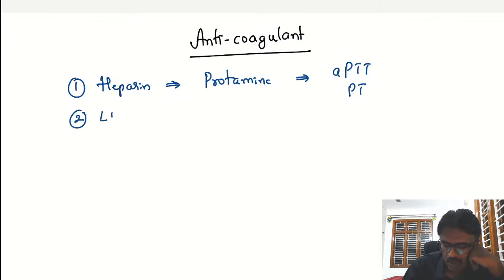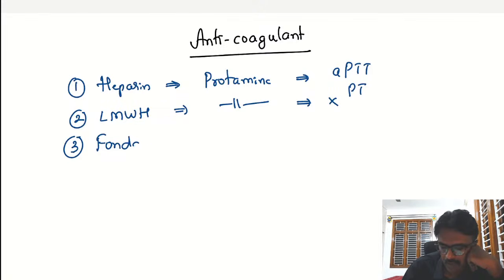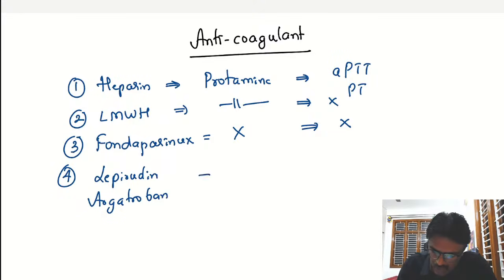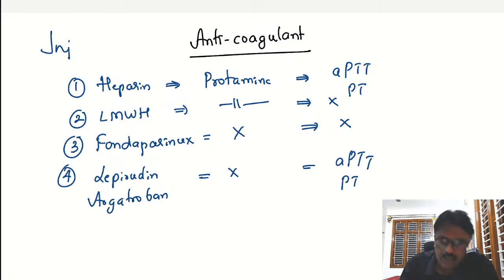Second, we have low molecular weight heparin. Does it have an antidote? Yes, same thing. Does it require routine lab monitoring? No. Third, we have a similar heparin, fondaparinux. Does it have an antidote? No. Does it require routine monitoring? No. Number 4, we have direct thrombin inhibitors, for example lepirudin, argatroban. Do they have an antidote? No. Do they require monitoring? Yes, APTT and PT. So all these 4 drugs are injectable anticoagulants.